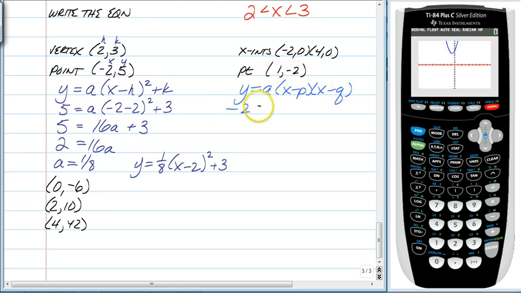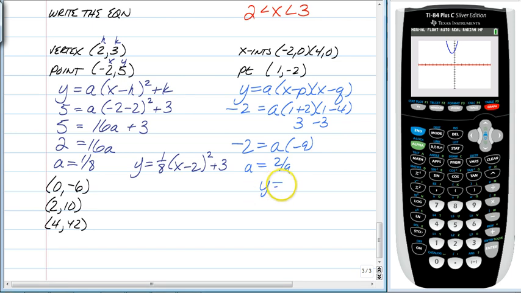So we have negative 2 is equal to a times (1 plus 2) and (1 minus 4). So 1 plus 2 is 3. 1 minus 4 is negative 3. So that's going to give us negative 2 is equal to a times negative 9. So a is equal to 2/9. So your final answer would be y is equal to 2/9 times (x plus 2) times (x minus 4).